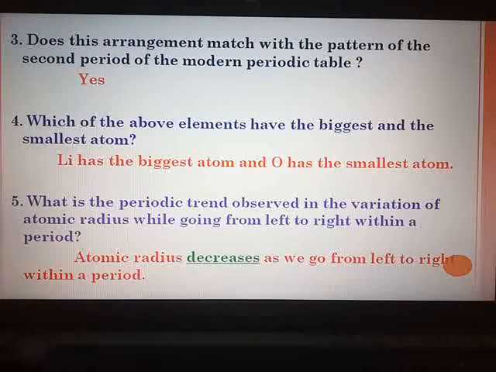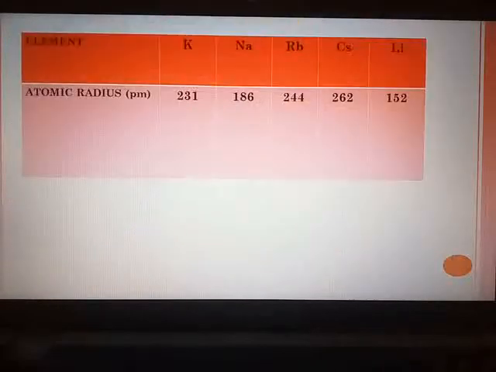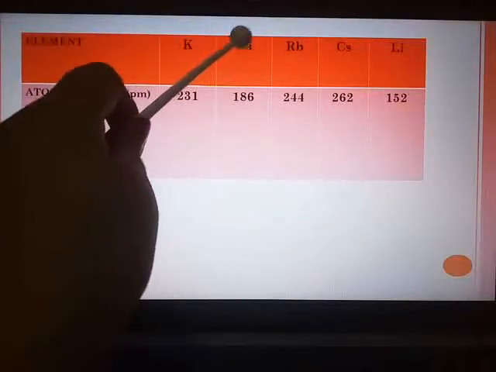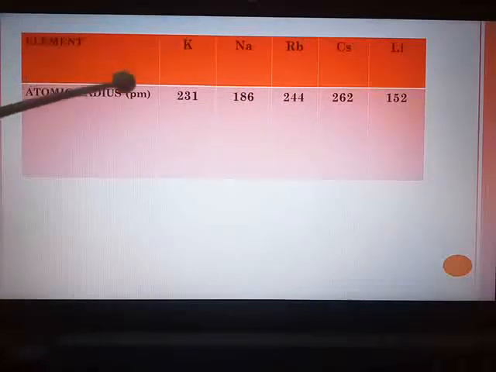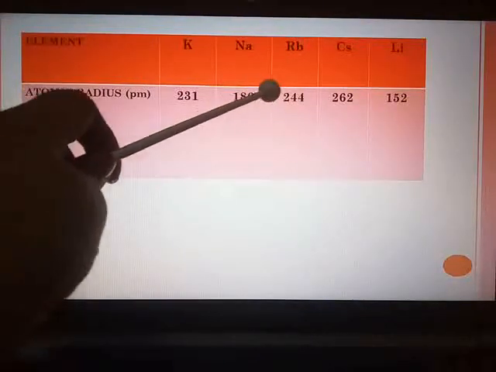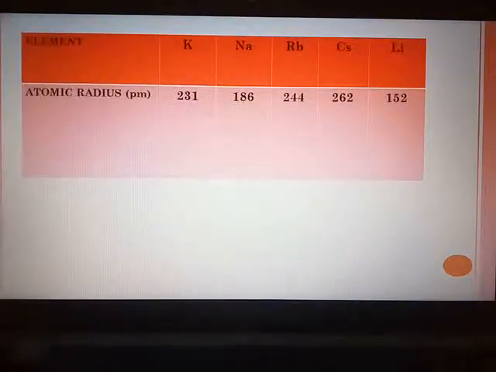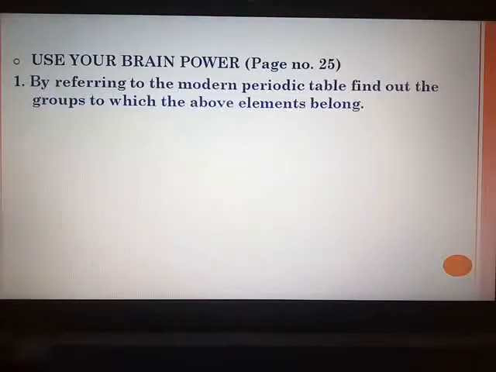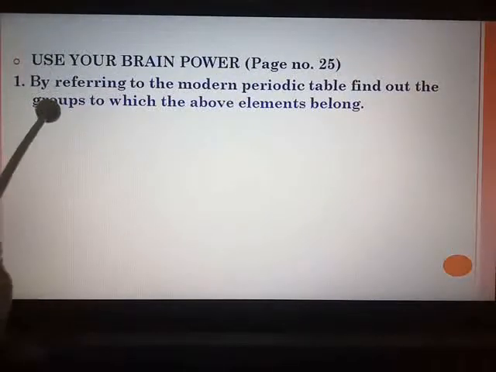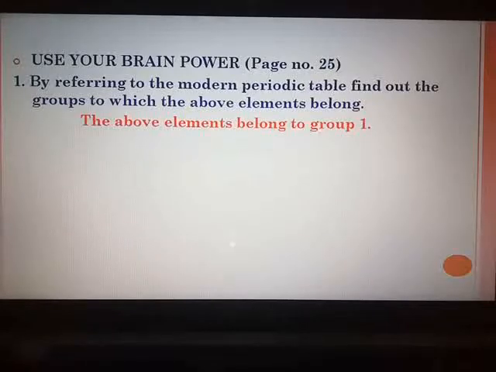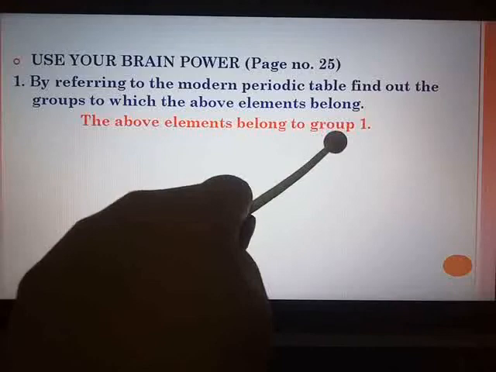Same type of activity, page number 25. You can see again the table is given with elements' names and atomic radius: potassium, sodium, rubidium, cesium, lithium, 281, 231, 186, 244, 262, 152. Now keep the table open in front of you. The first question asked is, by referring to the modern periodic table, find out the groups to which the above elements belong. If you refer to the modern periodic table, they belong to the first group, that is group 1.